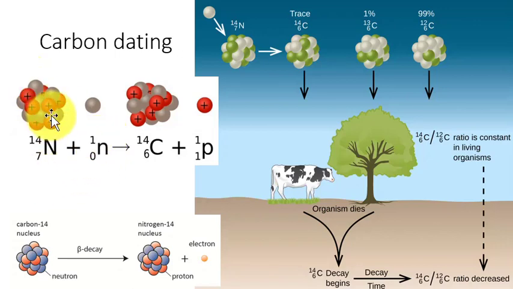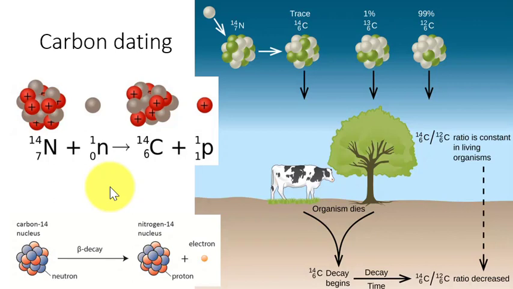When this happens, this adds a neutron to this nucleus, but then causes this new atom to eject a proton. So we add in a neutron, but eject a proton. So we're going to decrease the atomic number by 1, but the mass stays the same. So that's how carbon-14 is formed, and this is a constant, continuous process. So the amount of carbon-14 in the atmosphere is relatively stable throughout time.